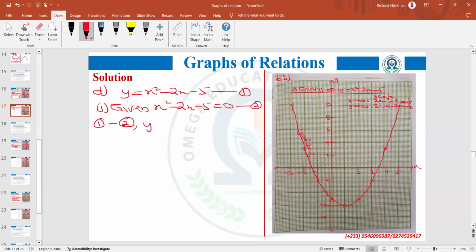Do you agree? y is equal to, then you do s squared minus s squared. That will give you 0. Minus 2s minus minus 2s, that will also give us 0. Minus 5 minus minus 5, that is minus 5 plus 5, so that will give us 0. So you get y is equal to 0. Is that okay?